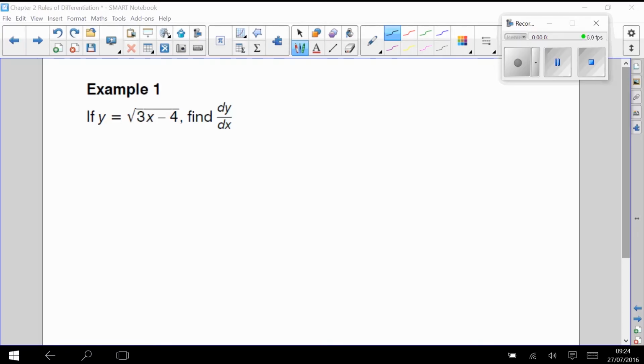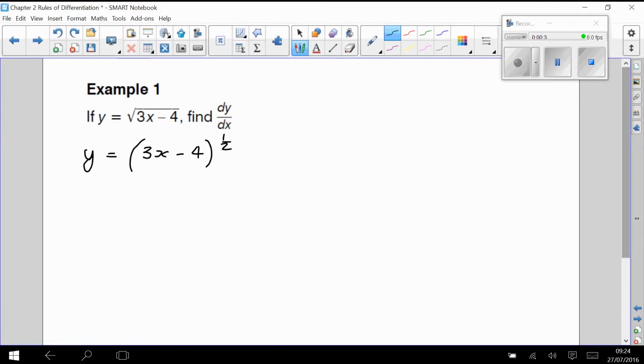In this video, we are going to practice finding the derivative of a function using the chain rule. Now, in order for me to do this, I must first make sure that I can write my function as a power function. In other words, instead of writing this function as the square root of 3x minus 4, I'm going to change that root to an exponent of a half. So in other words, I've got 3x minus 4 all to the half.